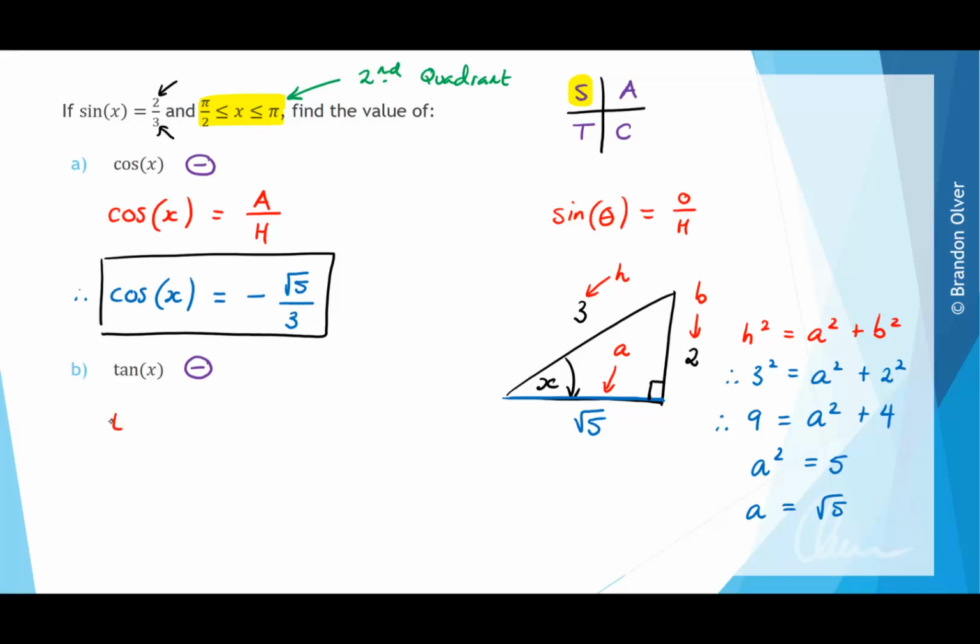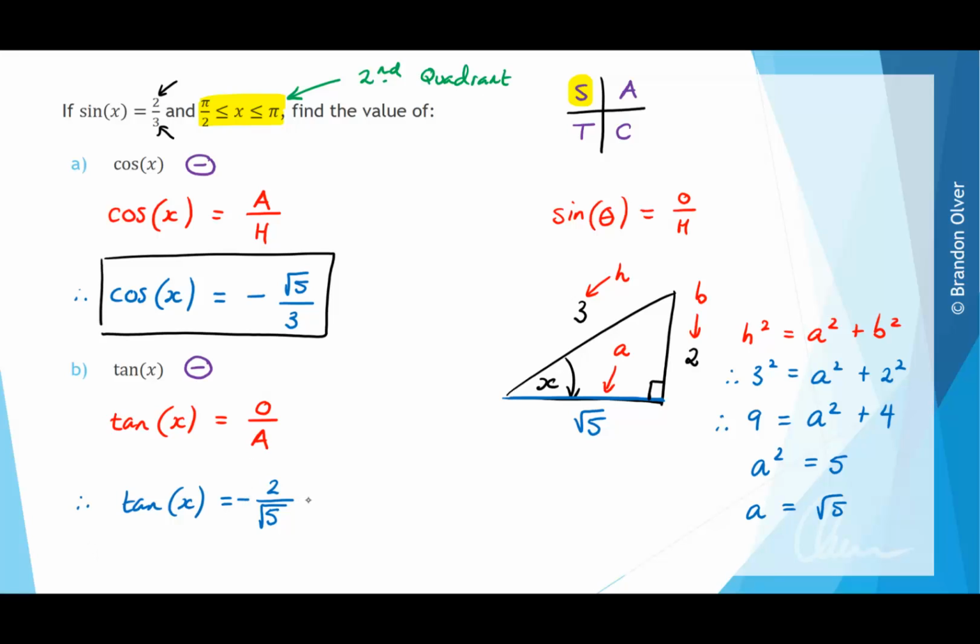For part B, we know that tangent of x is the ratio of opposite over adjacent, so that's TOA. Therefore, tan of x for this right-angled triangle is equal to the opposite, which is 2, divided by the adjacent, which is the square root of 5. And keeping in mind that this needs to be negative because of the quadrant that we're in.